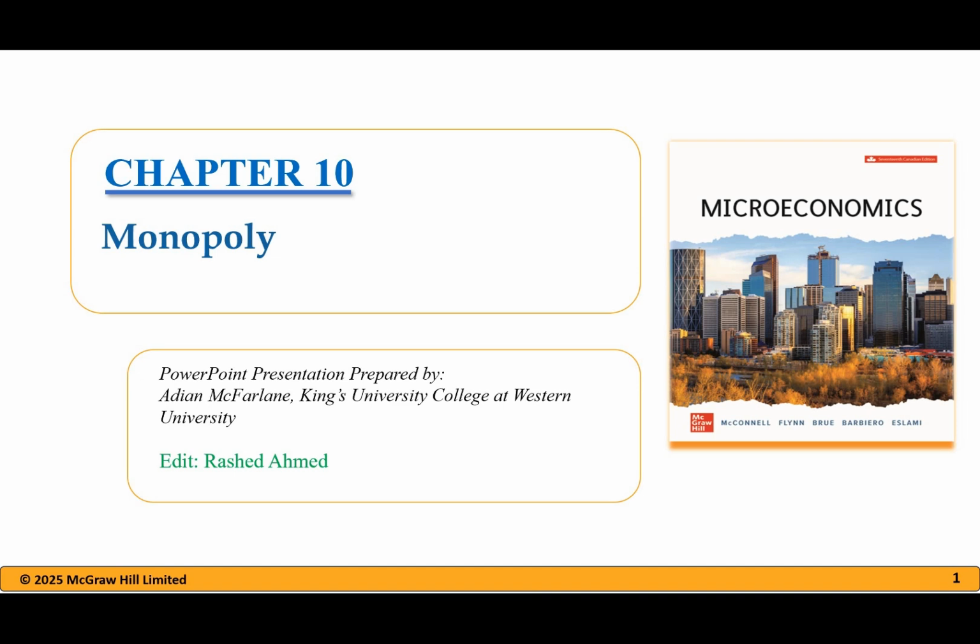Hello everyone. Today we are starting chapter 10 on monopoly. So far we have studied perfect competition where firms are price takers. Now we move to the opposite extreme case, a market with only one firm.